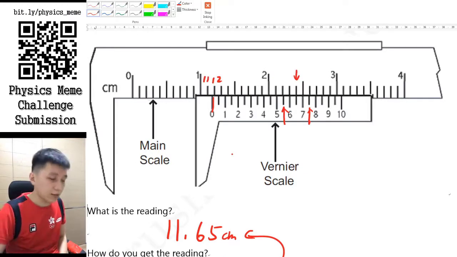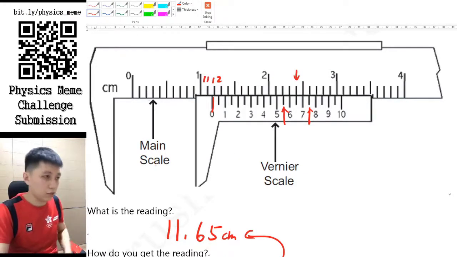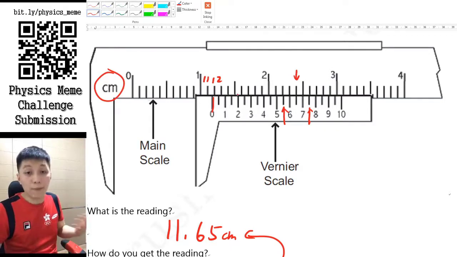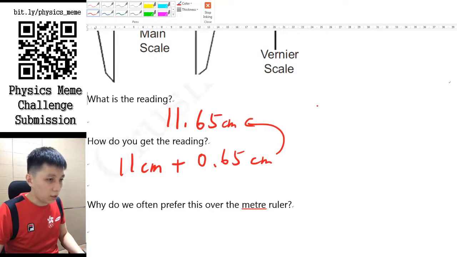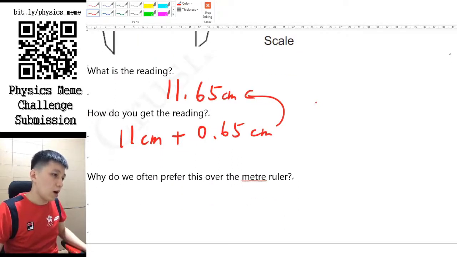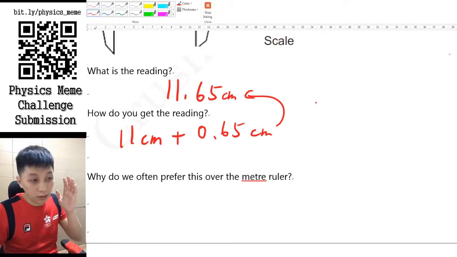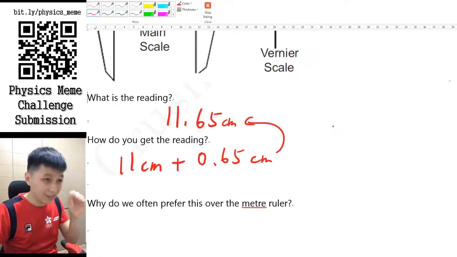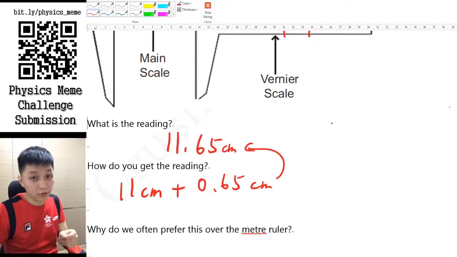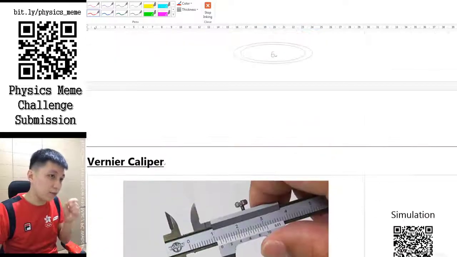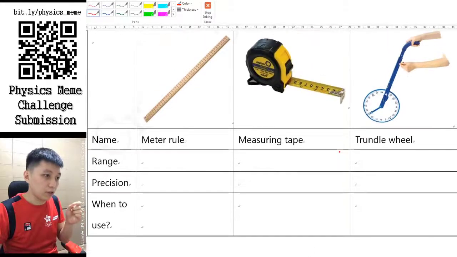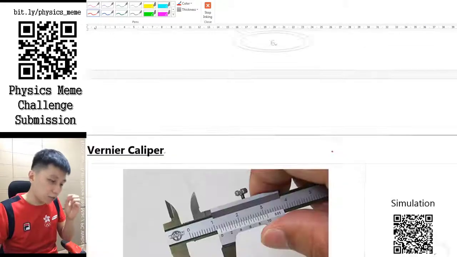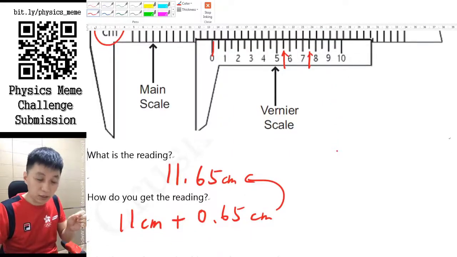One thing that you may want to pay attention to in future questions is looking at the unit, right? So it might be different. They may provide you mm or some other things. Okay, and the last question is about why we often prefer using the vernier caliper rather than the meter ruler. So this is something to do with the precision. If you remember in the previous video, we talked about the precision for meter ruler, measuring tape, and also the trundle wheel. And that's something to do with the smallest division that you can detect.